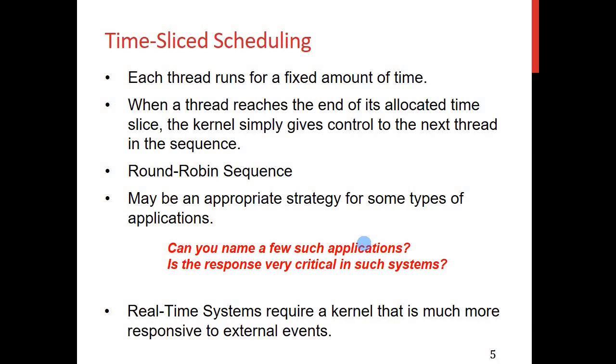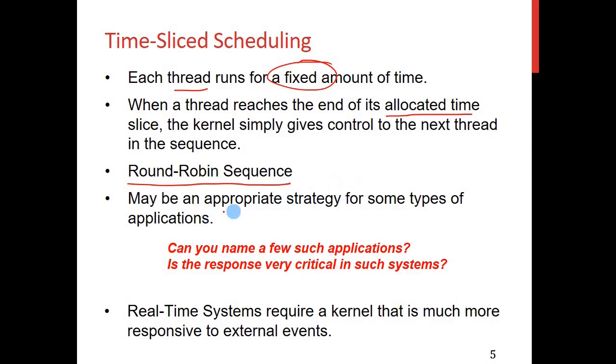One common type of scheduling which we know is time slice scheduling, or round robin sequence, where each thread runs for a fixed amount of time. Once it reaches the end of its allocated time, it gives up its control of the CPU to the next thread that is waiting in the sequence. That's what we generally call the round robin sequence.